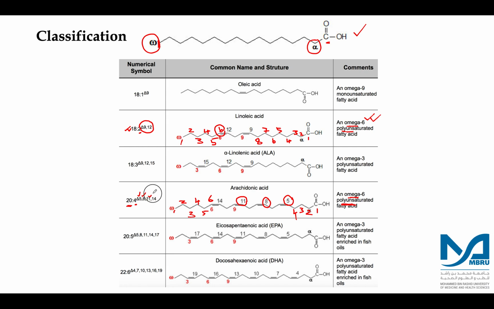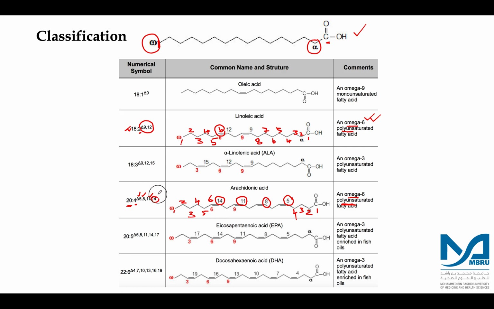So I write 11 here, and then I continue 12, 13, 14, where there is another unsaturation, and therefore I write 14 here. So this is an omega-6 polyunsaturated fatty acid. Numerically, it will be 20:4 delta 5, 8, 11, 14 fatty acid.